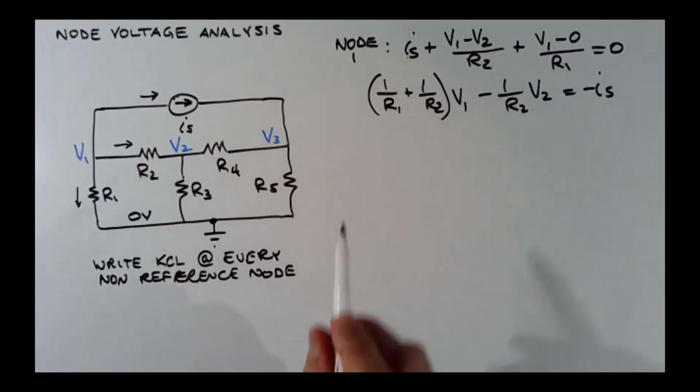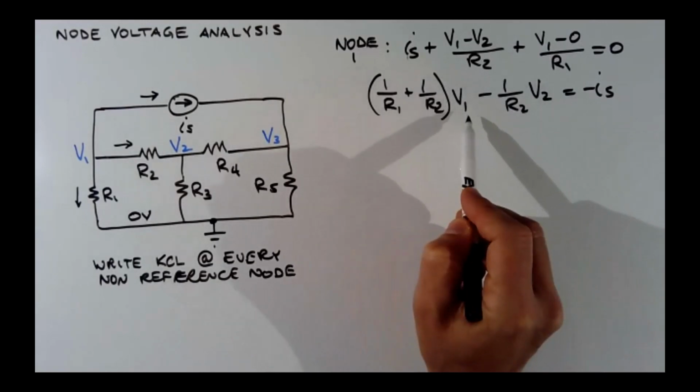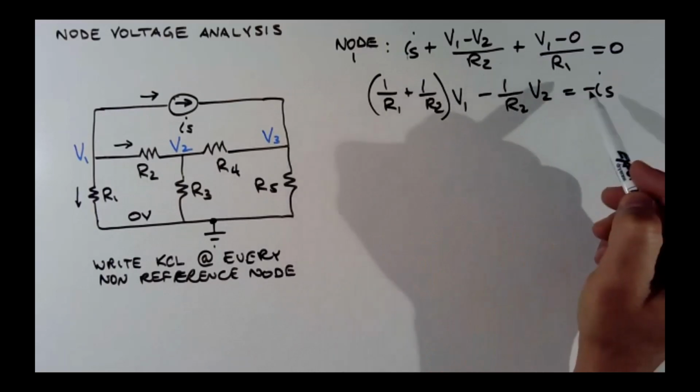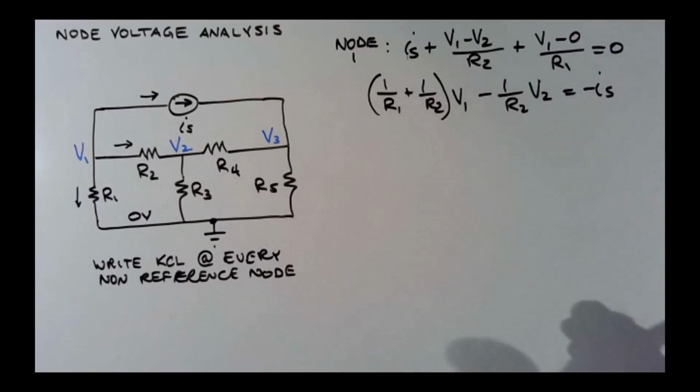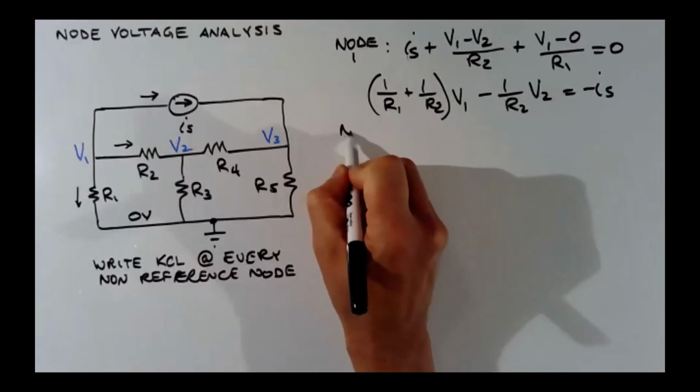Okay, so that's an equation. It's just a number times V1 plus a negative number times V2 equals negative IS. So there is one of your equations for the 3 node voltages. We need 2 other equations. We need 3 equations for 3 unknowns. The 3 unknowns are the node voltages. Okay, so let's do node 2.